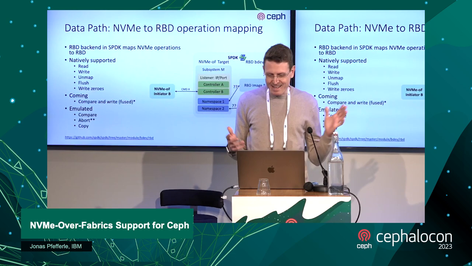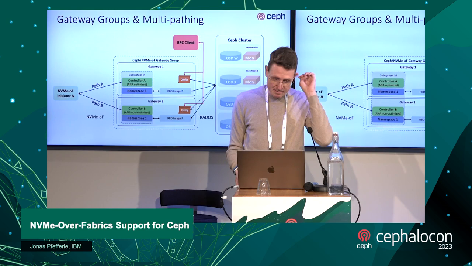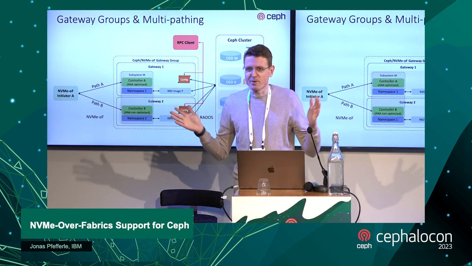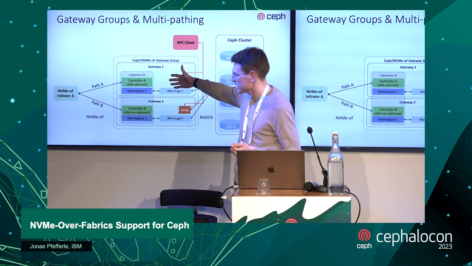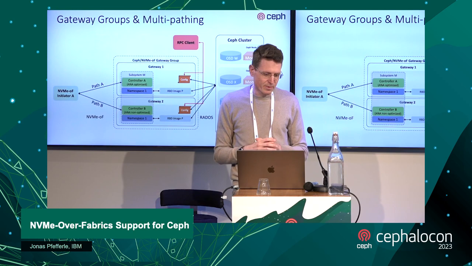Right, okay, let's talk about gateway groups and multipathing. Obviously, as soon as you want to use this in an enterprise setting, something sensible, you need to be able to support failures, right? That being failures on the network, or the gateway going down, or the server where the gateway runs going down, or you name it. And how do we solve this?